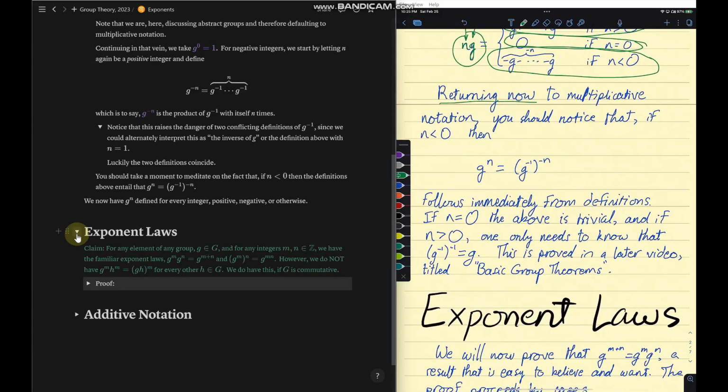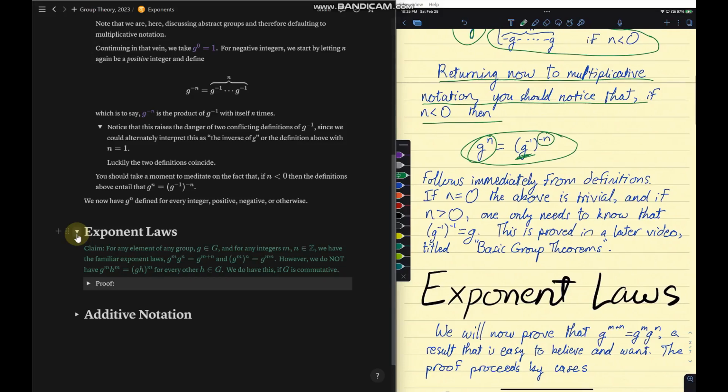Returning now to the multiplicative notation, you should notice that if n is negative, then this equation follows immediately from definitions. After all, g to a negative exponent means g inverse product with itself negative n times. Well, a negative n exponent over here is a positive exponent, meaning we take the product of this with itself negative n times. So they end up basically just meaning the same thing.